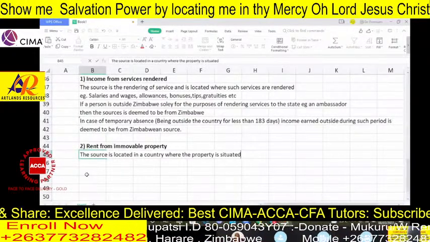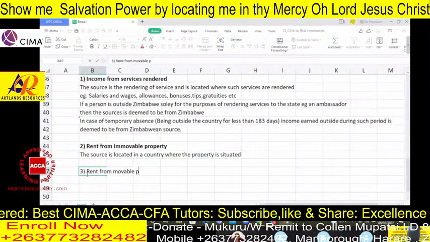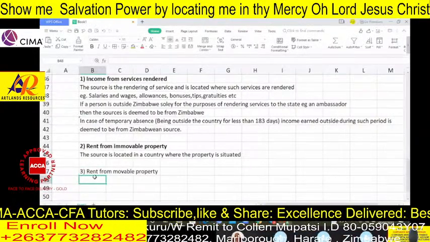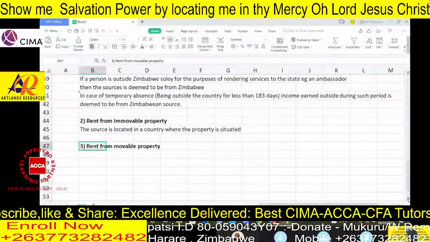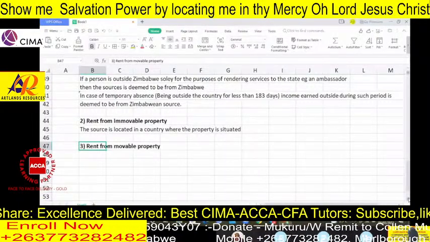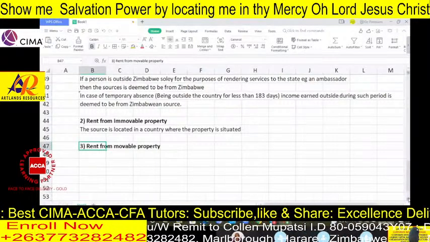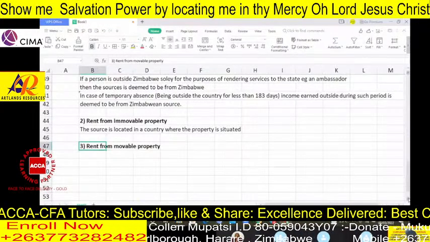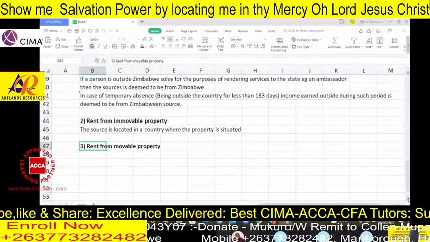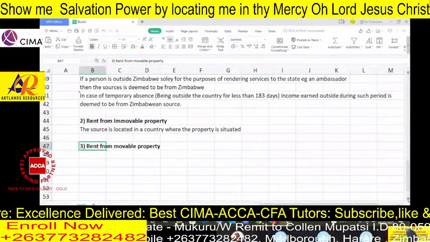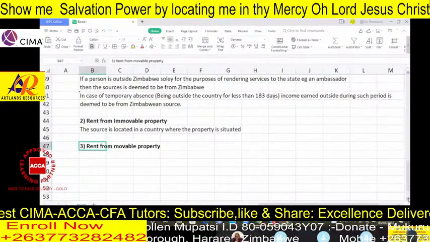Three, rent from movable property. Let's say you have got rent from movable property. Now, immovable you can see is simple, so movable, imagine car rental, like Impala car rental, for example. Look at a company called Impala car rental. It rents out a car that goes from Zimbabwe to Angola. Now the question is, since the car was traveling through Namibia to Angola, do we tax the rent in Zimbabwe? If we were to take the portion traveled in Zimbabwe and ignore the portion traveled outside, it is not administratively workable.